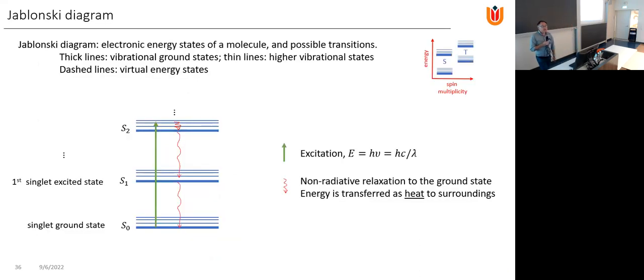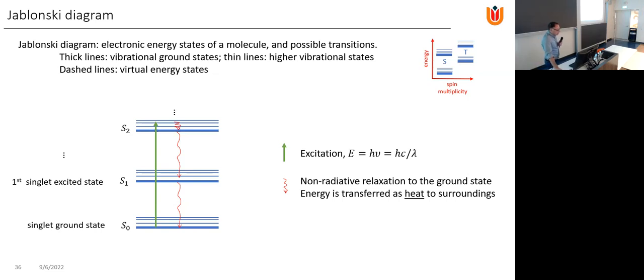So heat is one of the mechanisms by which the absorbed energy can be lost, but the energy can also be converted back into a photon, converted back into light. And in order to describe these processes, I want to talk to you about two diagrams. This one is called the Jablonski diagram. It gives you an overview of the electronic energy states in a molecule. So the molecule is the molecule that absorbs the light, and it gives you all the possible energy transitions that can happen in this molecule.